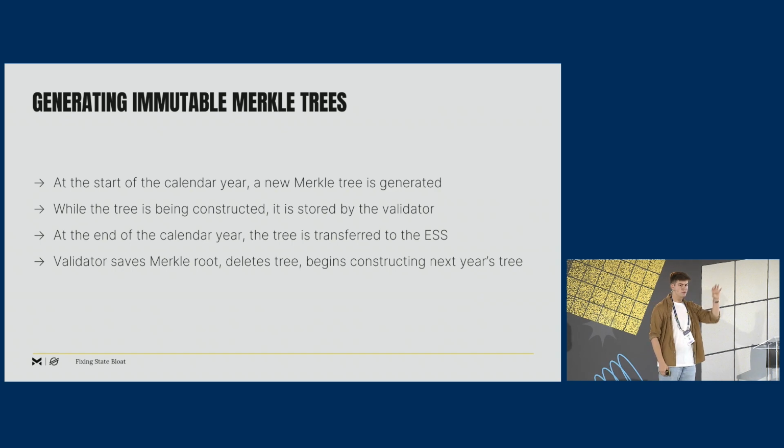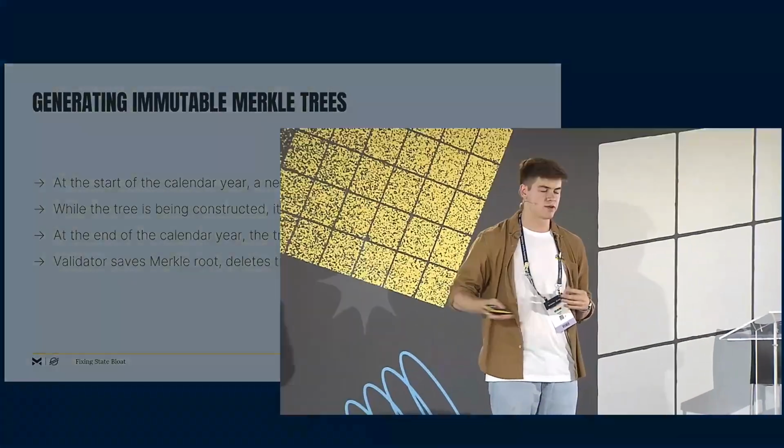By saving the Merkle root, they can validate the proofs from the ESS, but they don't actually need to store the data anymore. At this point, we now generate a new empty Merkle tree for the next calendar year and restart the process over again.